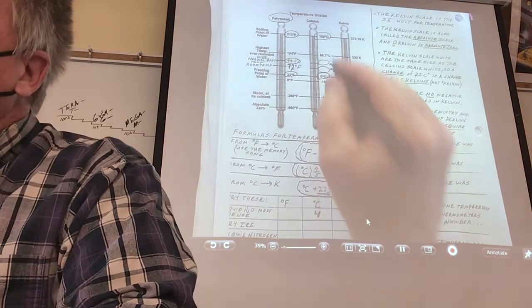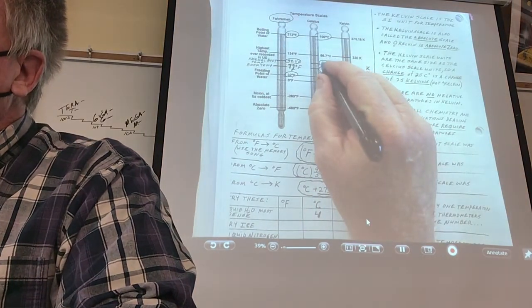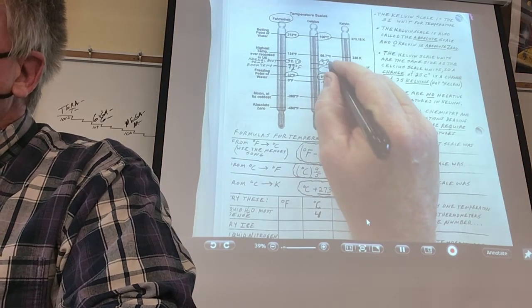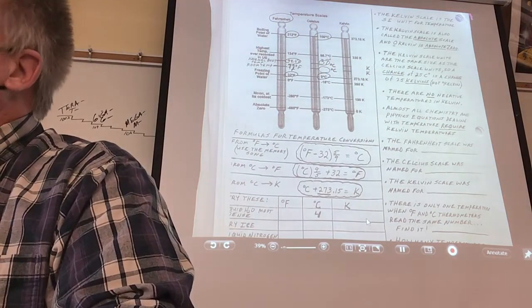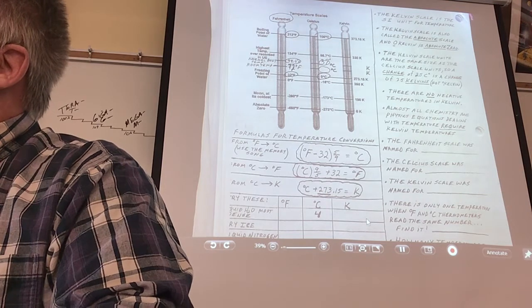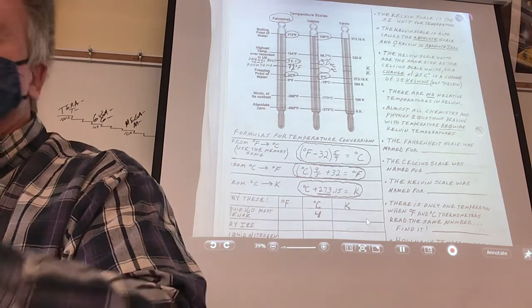All right, so what is body temperature for everybody else in the world? 37. Okay, Celsius. There you go. Now, what about a comfortable room? What's a comfortable room temperature anywhere else except the United States? Let's try that one. 72. What's 72?